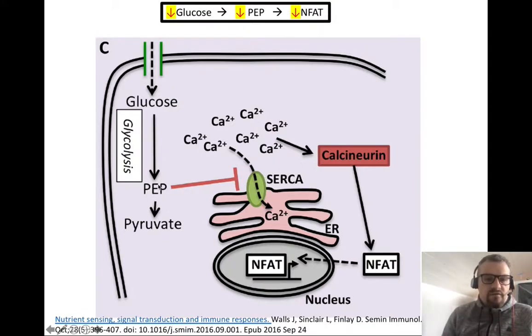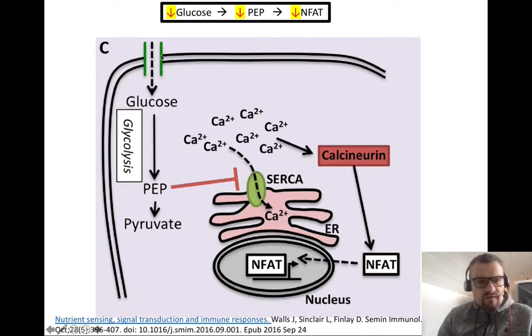So if you have high levels of phosphoenolpyruvate, you manage to inhibit the SERCA transporters, which means that the calcium remains in the cytosol for longer. You get robust and prolonged NFAT activation that's required for efficient T cell activation.